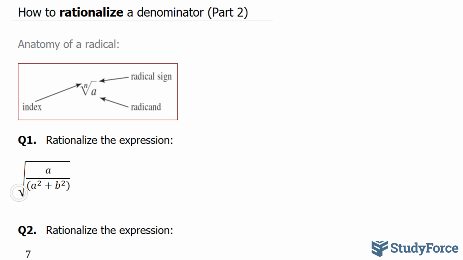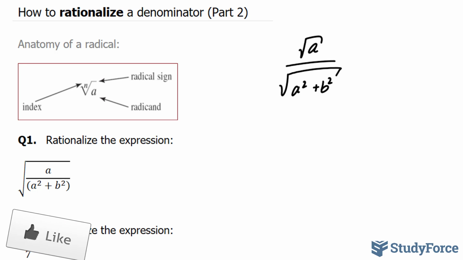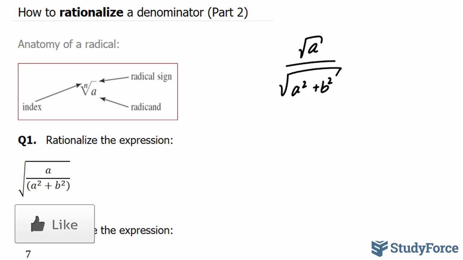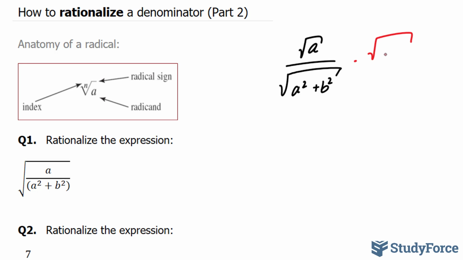What we can do is distribute this radical to the top part and to the bottom part. Let's do that. A square rooted over the square root of a squared plus b squared. Our goal is to somehow rewrite this expression so that the denominator does not have a radical. So what I'll do is multiply the square root of a squared plus b squared to the top and to the bottom. If you multiply these two denominators together, since they're both square roots, you can combine the radicands.